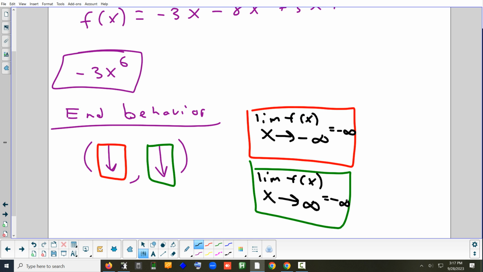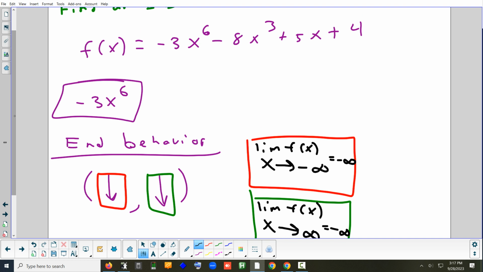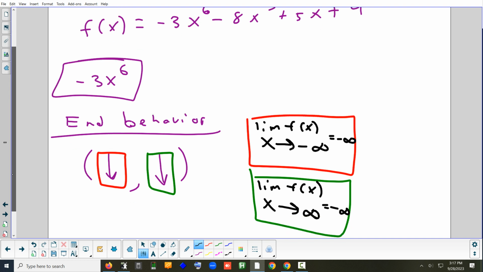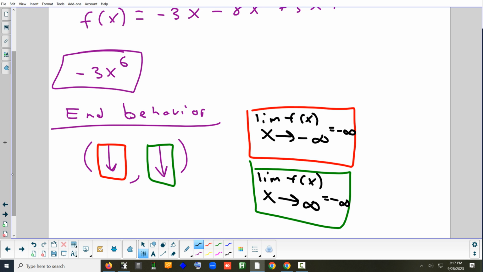How would this be shown on the test? I could give you something pretty much exactly like that f of x, and then say to determine the end behavior or describe the end behavior. And I could say describe the end behavior using arrows or describe the end behavior using limit notation. Either way. The limit notation is a little bit more formal. Any other questions on that?